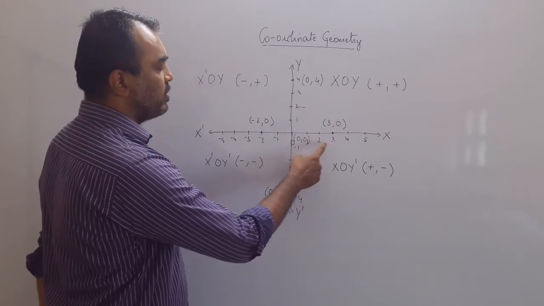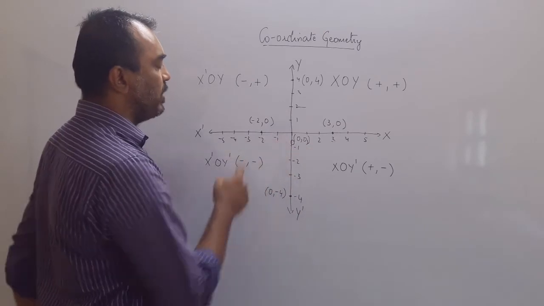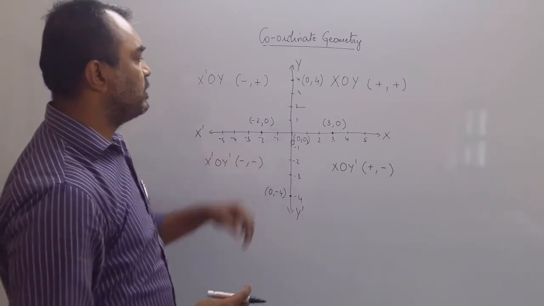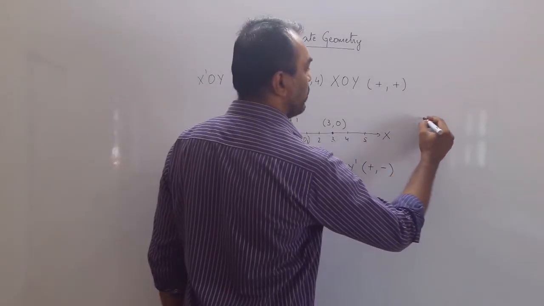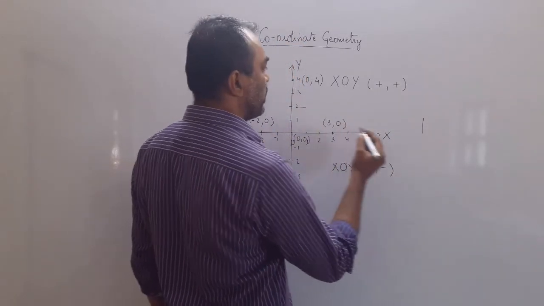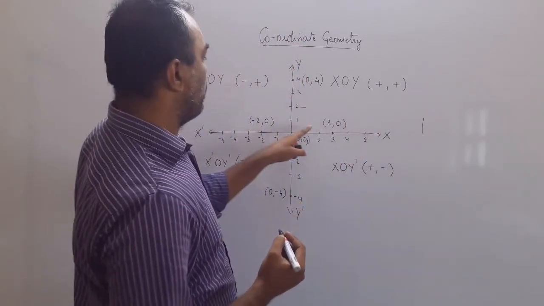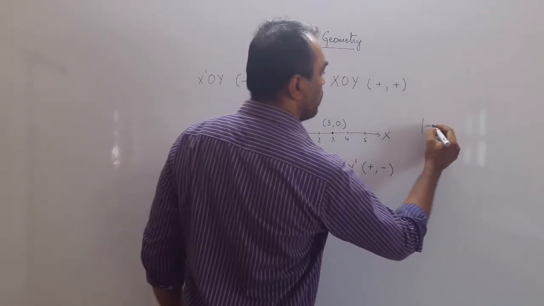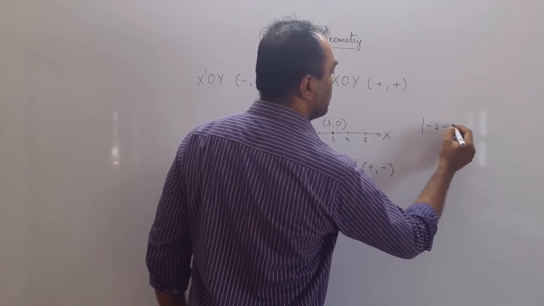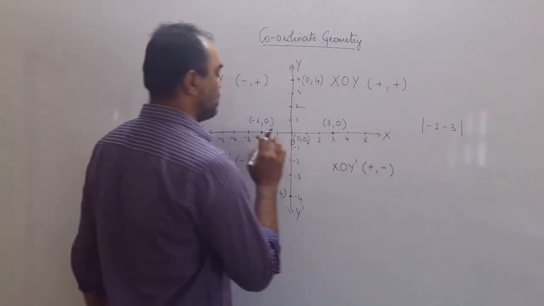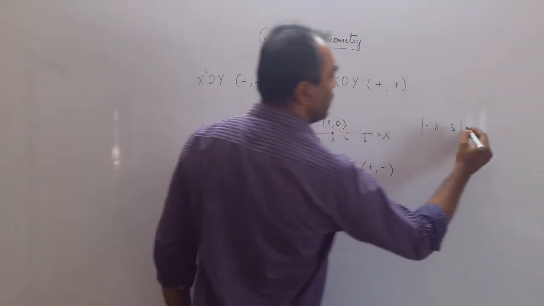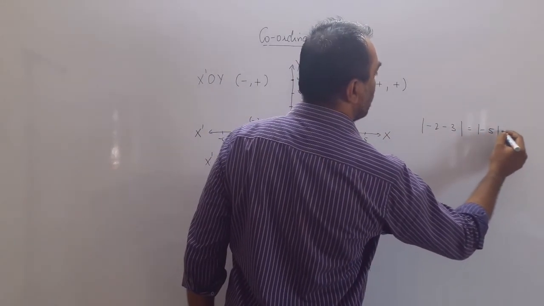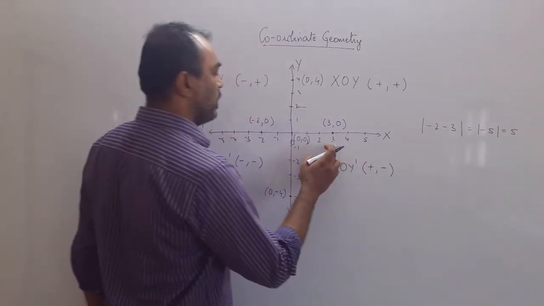If I start from the other side, then 1, 2, 3, 4, 5. So how can I find this? Distance is always positive, so I will have to subtract them. So I can do minus 2, minus 3. Minus 2 minus 3 is minus 5. So the distance is 5.